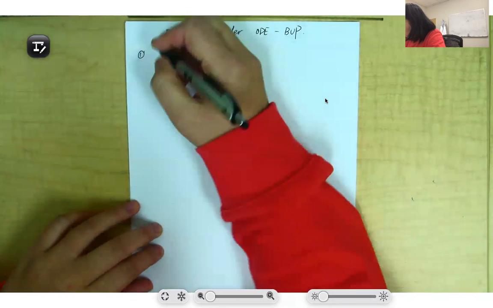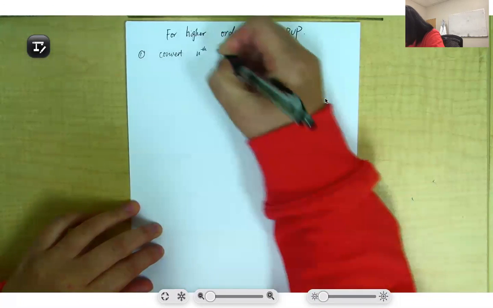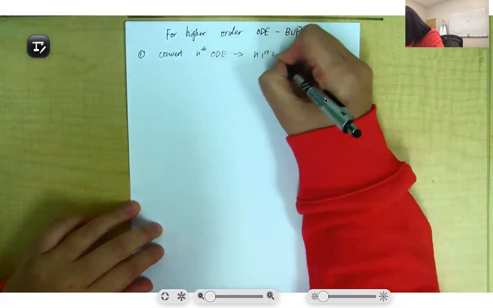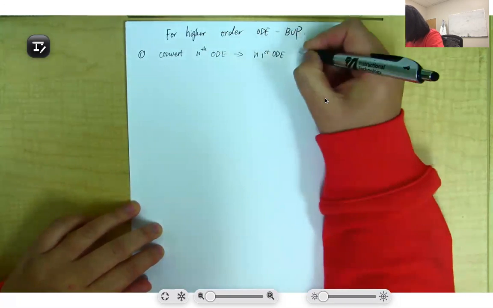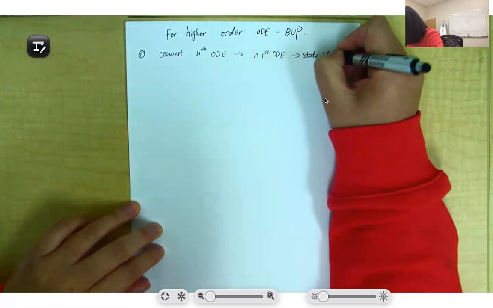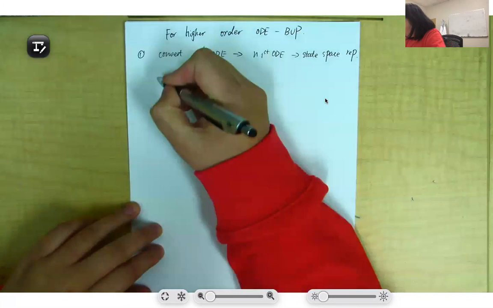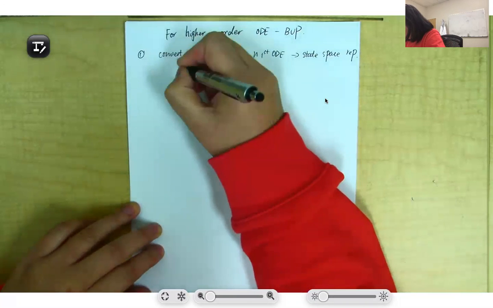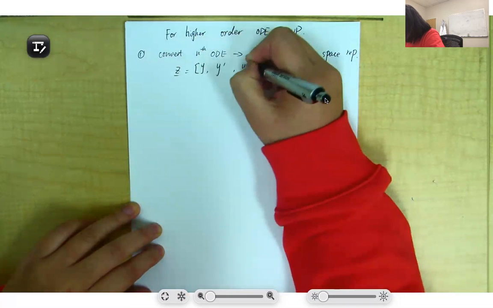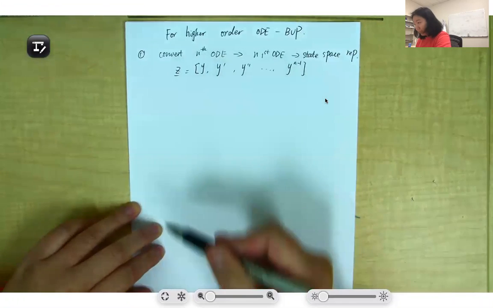The first step will still be to convert the nth order ODE into n first order ODEs and write it as a state space representation. So we will have, for example, z equals y, y prime, y double prime, until y^(n-1), and this z will be z1, z2, until zn.